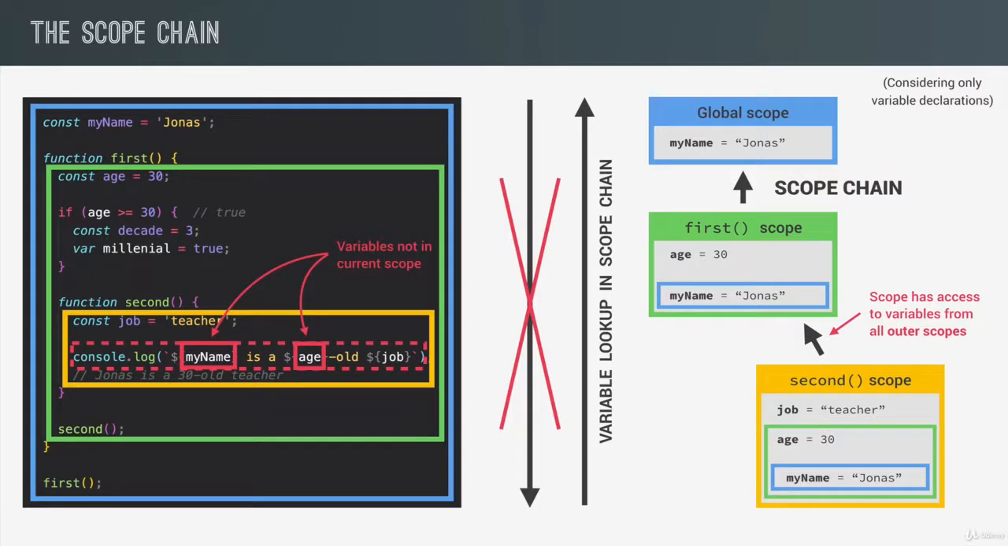Anyway, with all this in place now, this line of code can be executed and print to the console, Jonas is a 30-year-old teacher, even though the myName and age variables were not defined in the current scope. All the engine did was to get them from the scope chain. And as you might be noticing, we have actually already done this before in our own code. We just didn't really understand what was going on and how it all worked. But now we do know how it works.